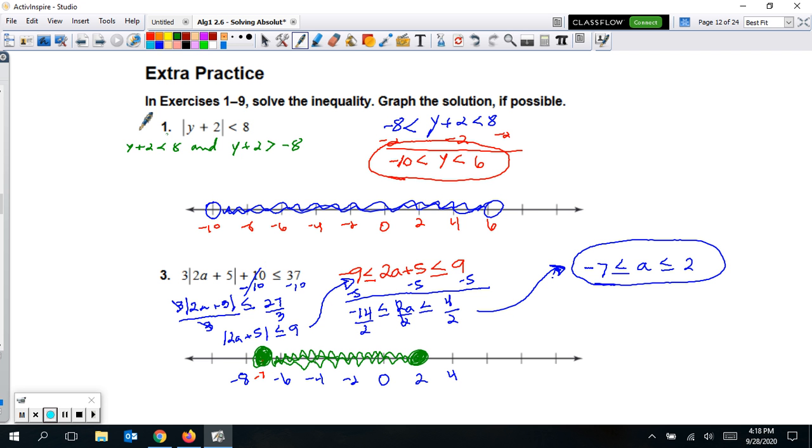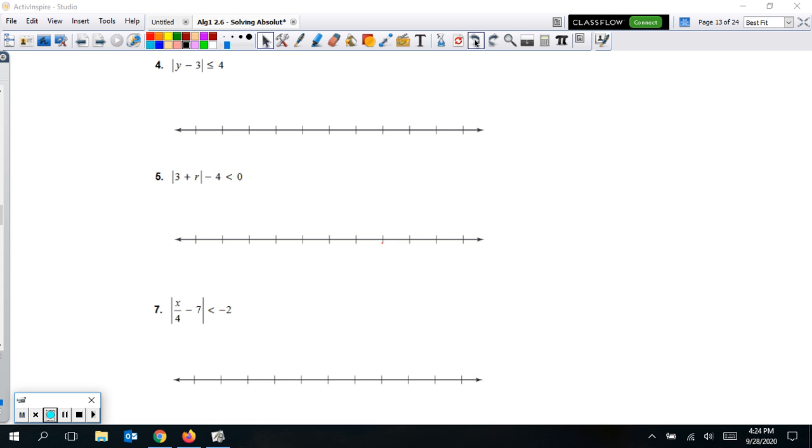Alright, let's move on to another one down below. Okay, so number 4, we're going to see that one. You can see its absolute value is already by itself, and it is going to be less than or equal to 4, so the less than part is the important part to see, and it is going to be a C for connected. So it means we want to either use the and symbol with two inequalities or put it all together. I'm just going to go straight to putting it all together again.